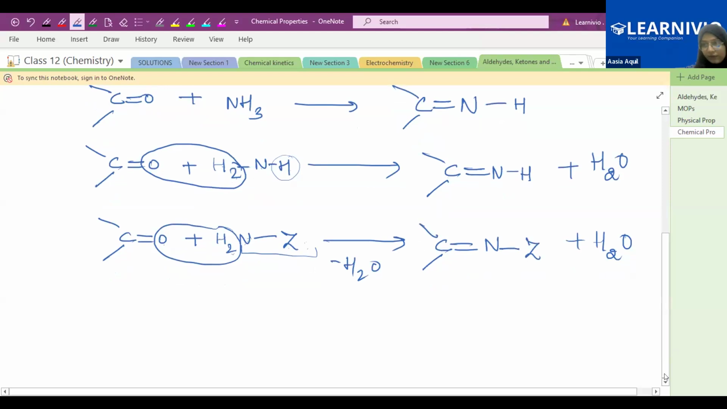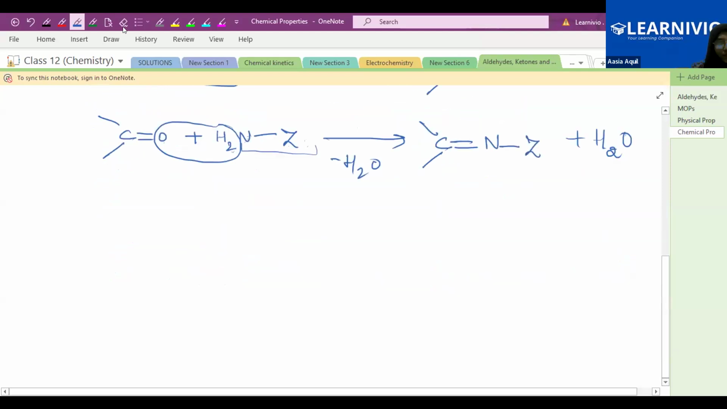Now, suppose I write carbon and oxygen plus NH2OH. So what is this? This is your hydroxylamine. OH group is hydroxyl and NH2 is amine. So this is a hydroxylamine.